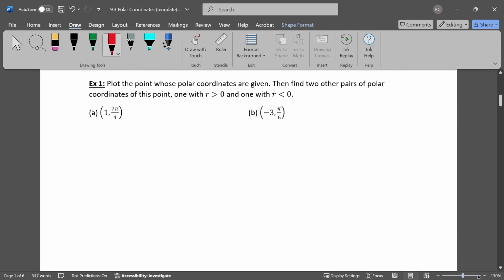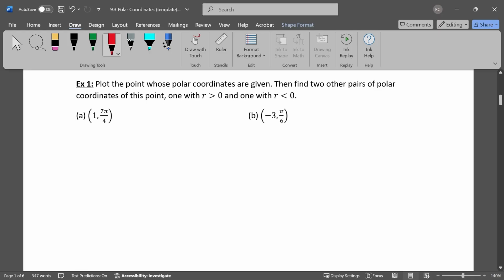So let's put this idea into practice a little bit. Plot the point whose polar coordinates are given, then find two other pairs of polar coordinates of this point, one with r greater than 0 and one with r less than 0.